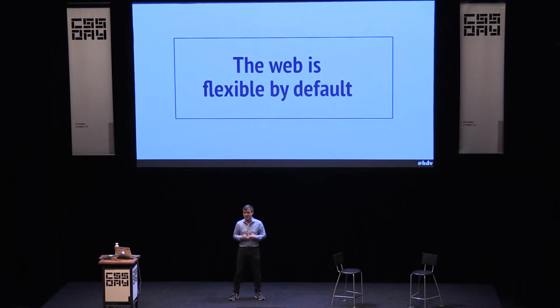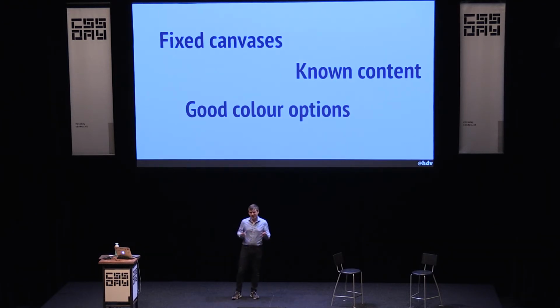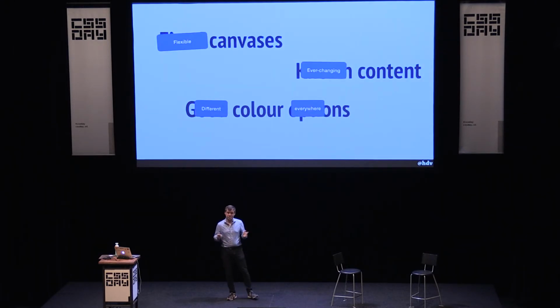So the web is flexible by default. That is great, I think. Where print designers would have fixed canvases and know what their content would be, sometimes down to character counts. If you work at a newspaper, you probably know exactly how many characters are going to have to fit in your column. They knew about colors, kind of sure about those things. And this is something we don't have on the web. So our canvases are super flexible. There are a lot of different people coming to our sites. We don't know what our content is going to be because we have CMSs and user-generated content. And also, color options are weird. Not only do people have black and white Kindles that they can visit your site with, we also have differences between browsers. So there are differences between Firefox and Chrome and how they display our colors.